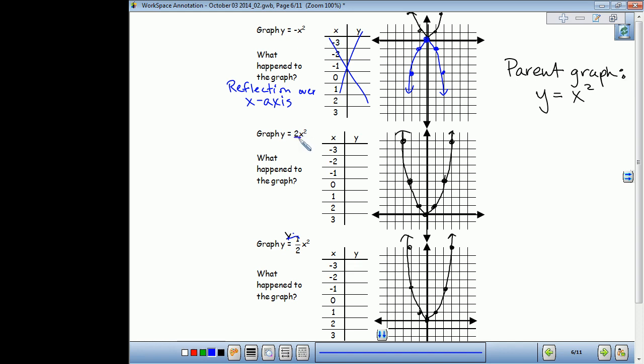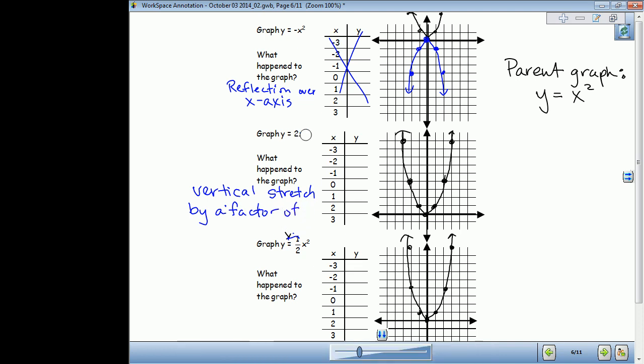So, this one has a 2 out in front. So we know we're multiplying by a number that's bigger than 1, which causes a vertical stretch. It causes a vertical stretch by a factor of 2. Let's talk about the word factor. What does the word factor mean? Do you guys even know?